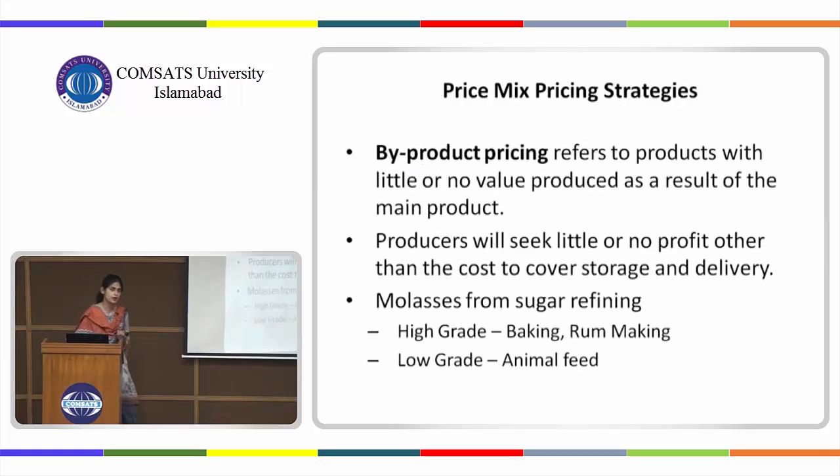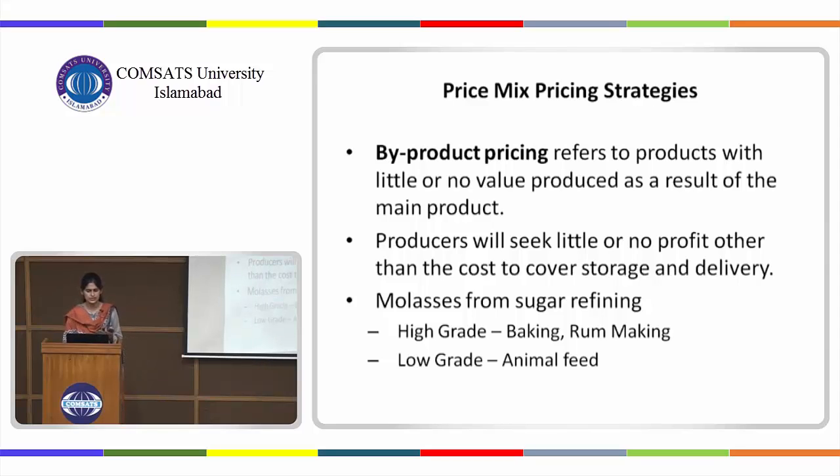Then we talked about byproduct pricing. Byproducts are those products that are incidental products. You do not intend on making those products, but they end up being created as a result of the main product being produced. So we took the example of molasses, which is a byproduct in making refined sugar, and how it could be used in making different other products.